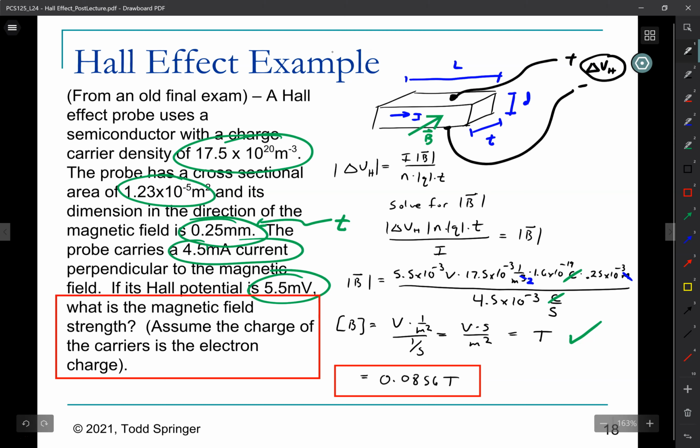Now, always good to pause at the end of the day and say, is this reasonable? This is pretty reasonable. Remember, 1 Tesla is a really huge magnetic field. So if I had gotten something like 1,000 Tesla, that doesn't make physical sense. But this is really small, about 80 millitesla. That reasonably could be created in the lab.